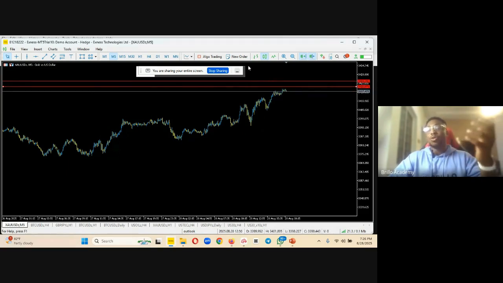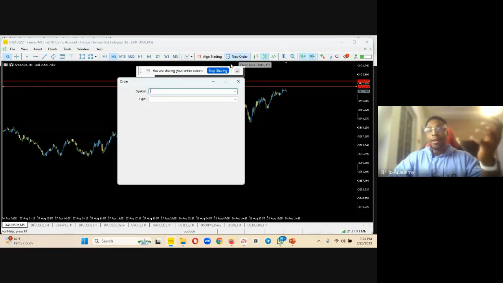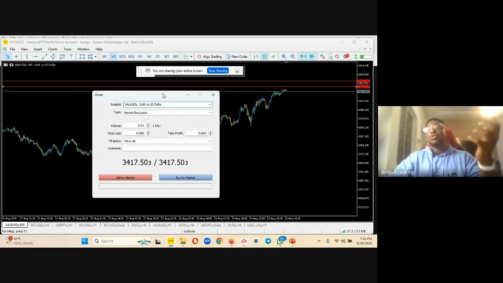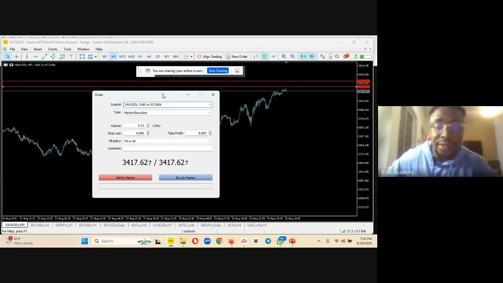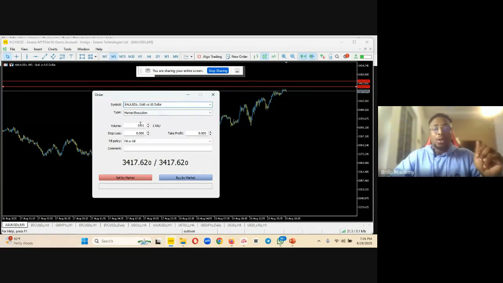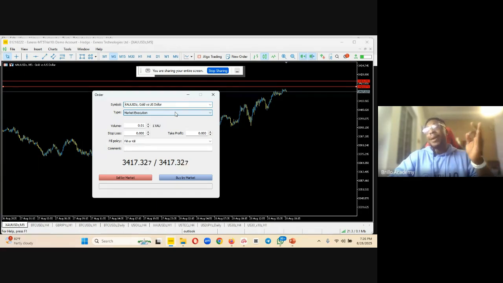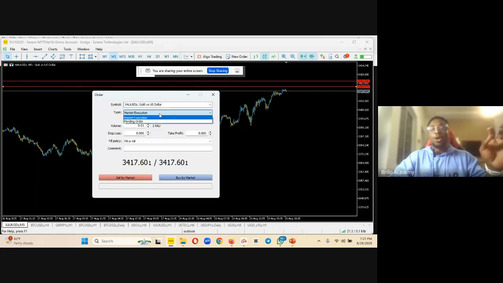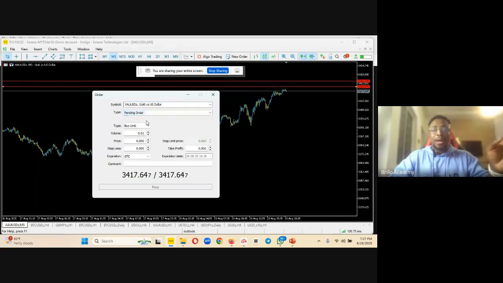Now what do I need to do? I need to go towards new order. So this is the new order. This is where I need to set whatever I want to set for gold. So what I need to do, I need to change it from market execution. You also see it on your mobile device. The moment you mark out the levels where you want to set your orders, you change it from market execution to pending order. All right.